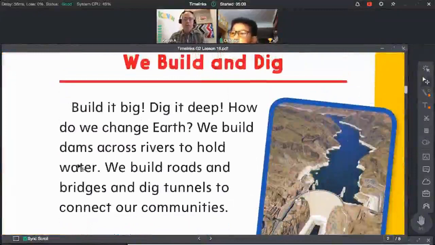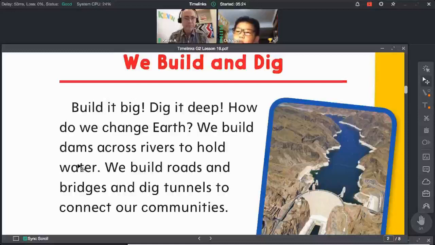Build it big. Dig it deep. How do we change Earth? We build dams across rivers to hold water. We build roads and bridges and dig tunnels to connect our communities. Very well read.